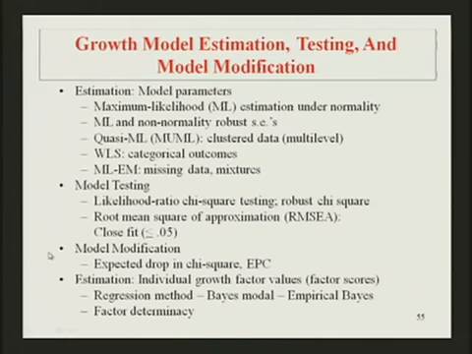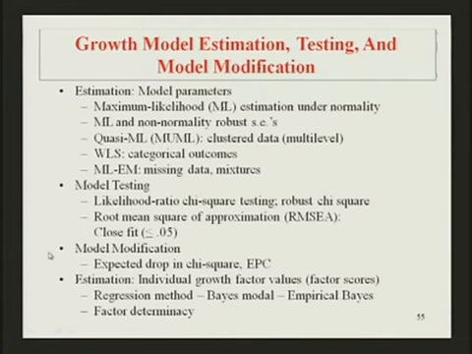We're going to look at various kinds of fit indices to help us as an addition to the chi-square overall test of fit. We're going to look at model modifications and the so-called expected drop in chi-square, where lower chi-square is a better fitting model. So this is just a repeat of topic 1 and topic 2.